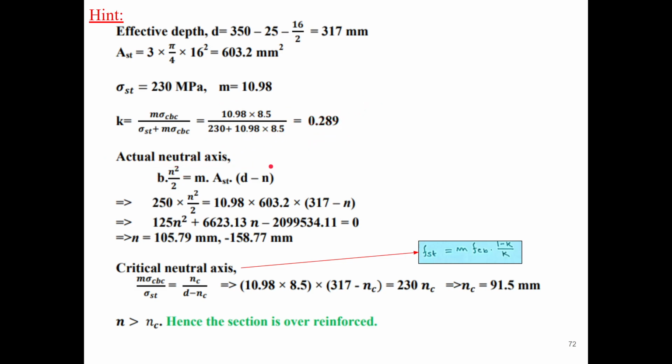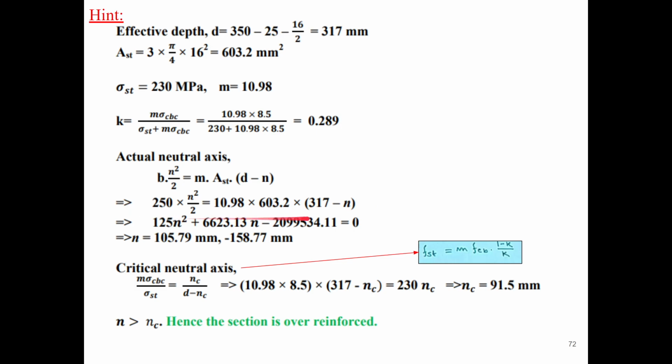So for the actual neutral axis, we have to take the moment about the neutral axis. So b into n square by 2 equals m into Ast into d minus n. n is basically the x value. So 250 into n square by 2 equals 10.98 into 603.2 into 317 minus n.